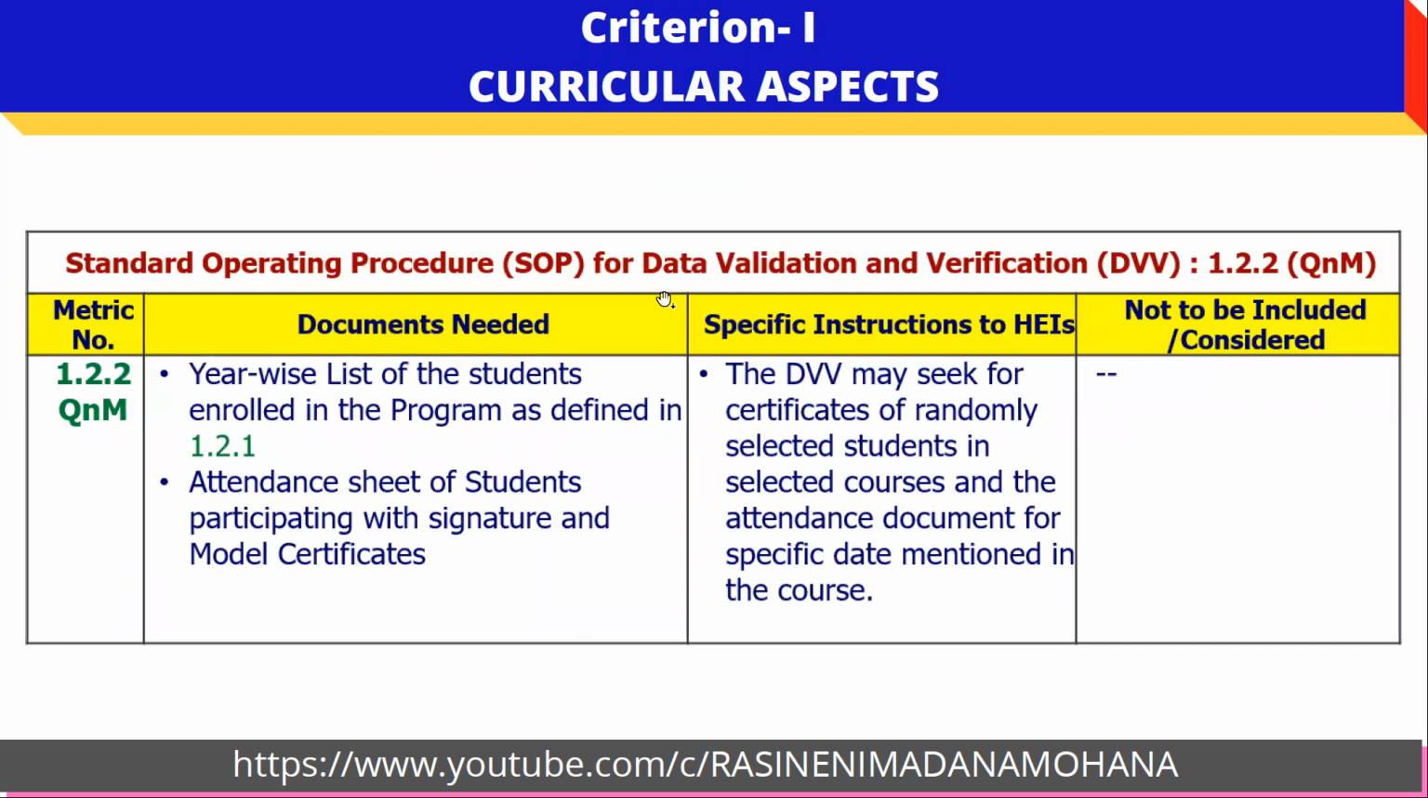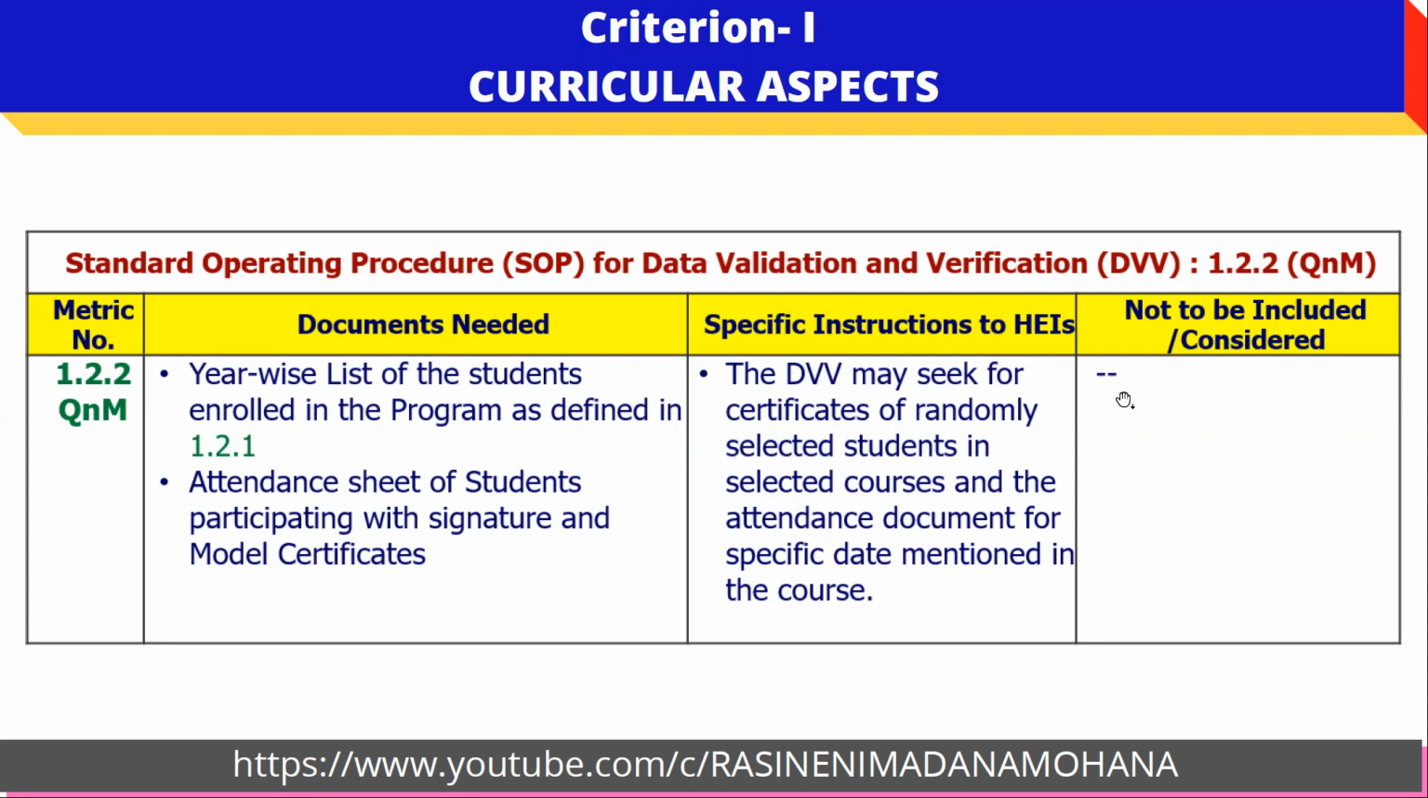Then coming to the standard operating procedure for this 1.2.2 quantitative metric, what are the documents needed? Year-wise list of the students enrolled in the program as defined in the previous metric 1.2.1. Then the attendance sheet of students participating with signature and model certificates. This I already explained. Then specific instructions. The DVV may seek certificates of randomly selected students in the selected courses on the attendance document for the specific date mentioned. So attendance sheet and certificates, keep these two with you. Anyway, you have to upload, but even after uploading everything, randomly they will ask for some for verification. Here there are no specific instructions, meaning nothing additional to be considered for this metric.